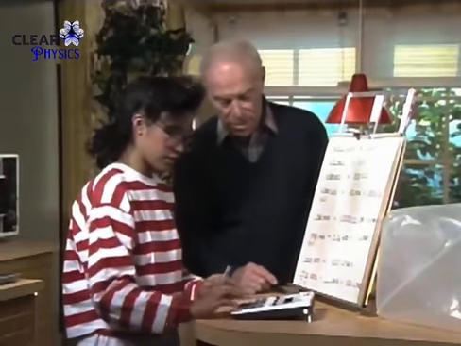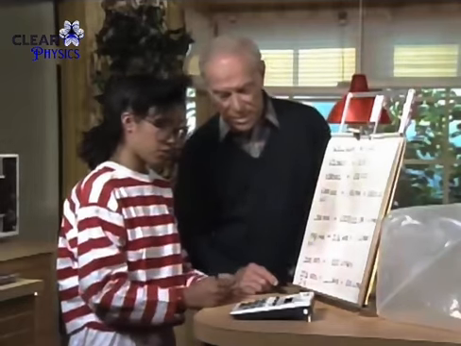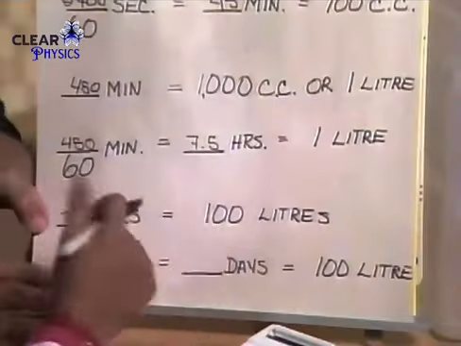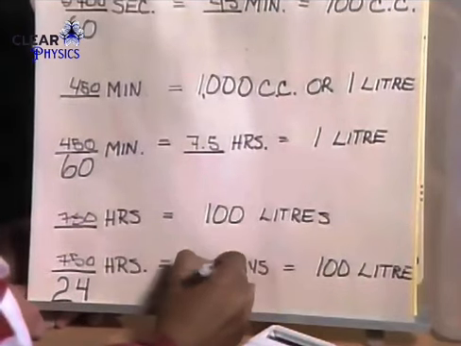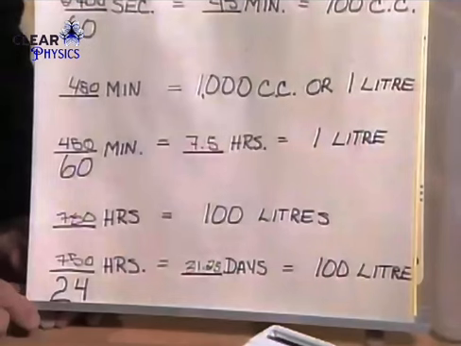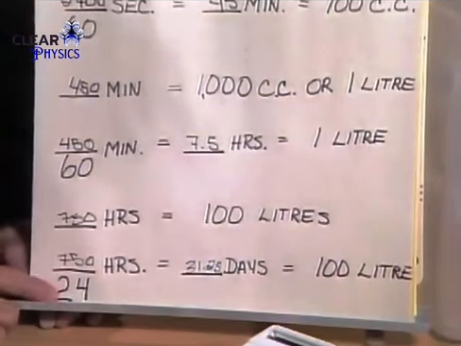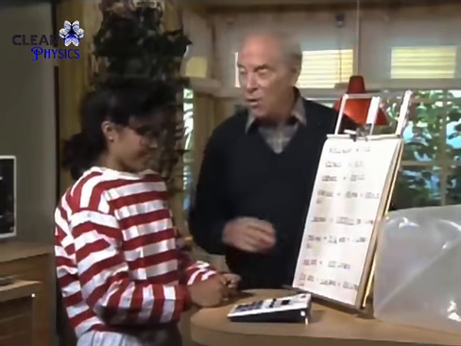750 divided by 24 equals, what do you got? 31.25. 31.25 days is about a month, right? Yeah. How many liters? 100 liters. Yes, you said what? You thought 10? Do you realize how many liter bottles that is?